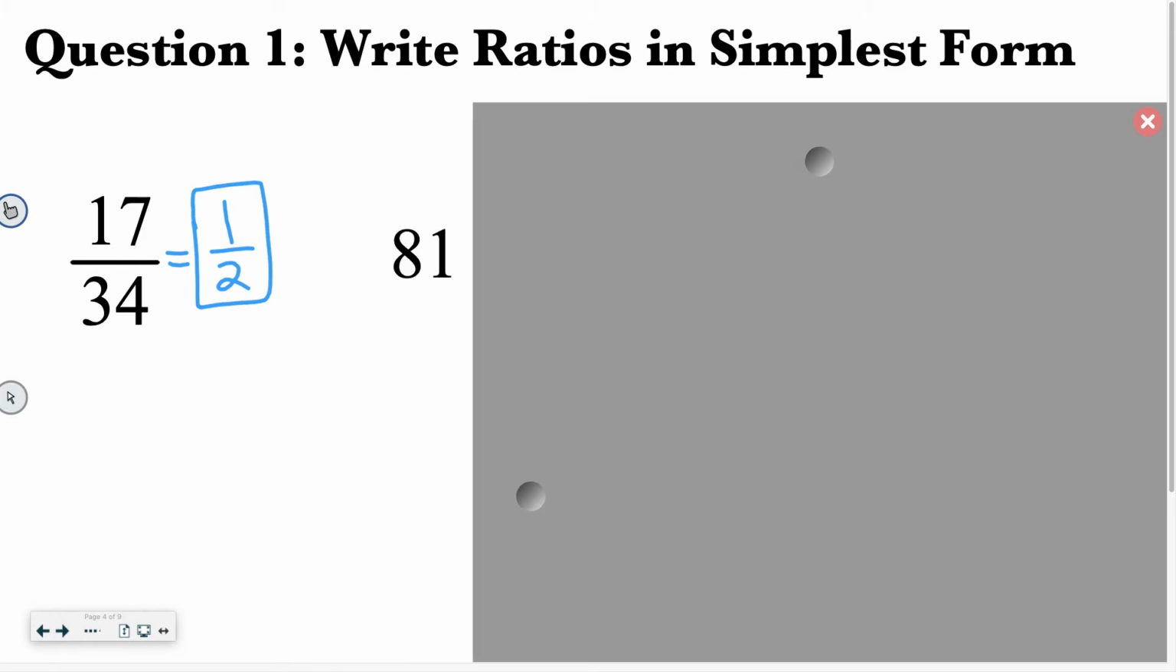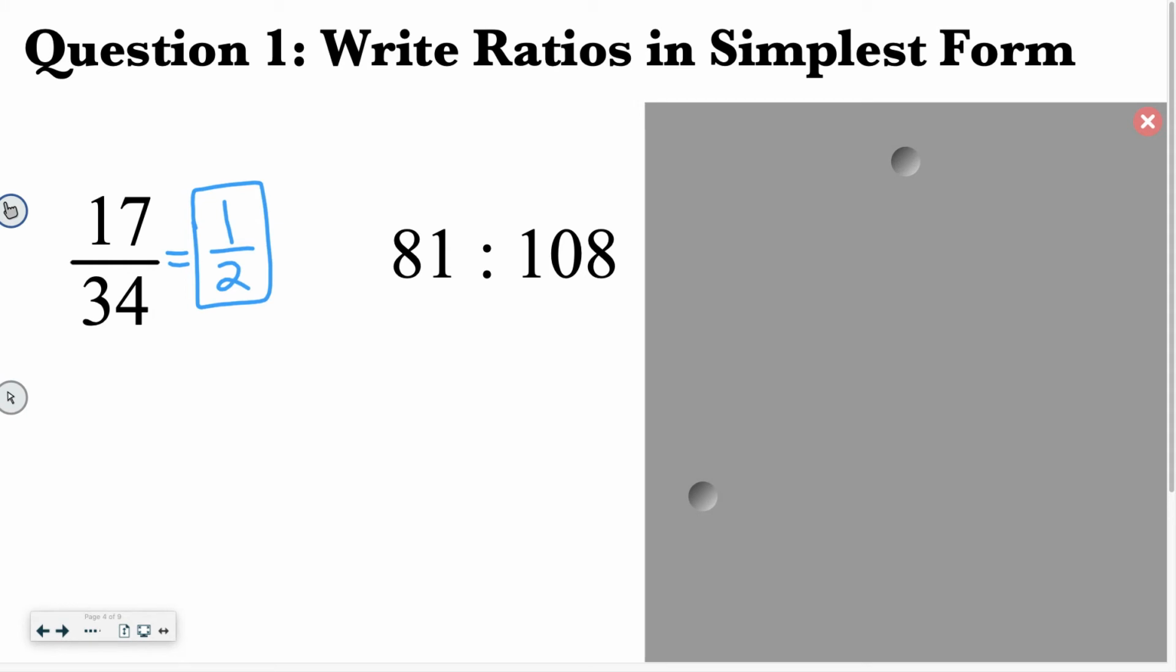Now I want you to try simplifying 81 to 108 on your own. Good luck. Hopefully for a final answer you ended up at 3 to 4. Some of you might have realized that 9 goes into both of those numbers and you simplified it to 9 to 12. But there was one step further that you could go, and that one step further leads you to 3 to 4. If you did not get that and you're not sure how I got that, please ask for some help.